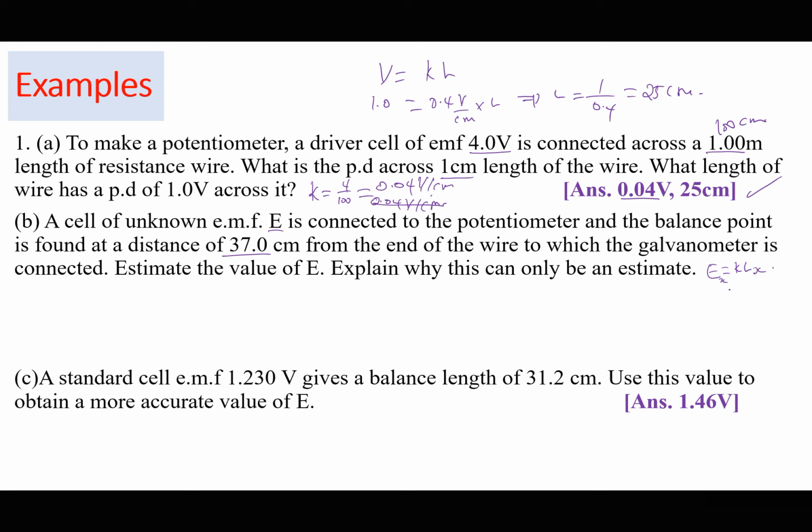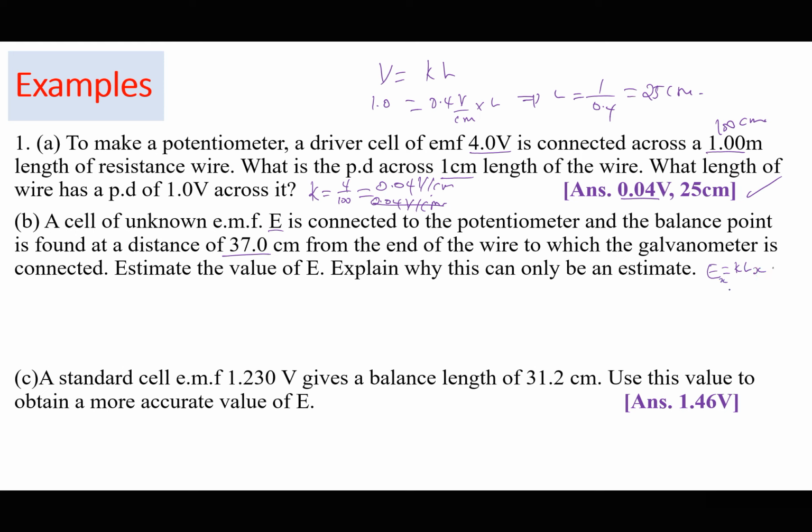So we saw that there's a relationship between the EMFs connected to a potentiometer. First of all, we know that the first one, EMF EX, was equal to K times the balance length, which was 37.0 centimeters. Then the second standard cell has EMF 1.23, and this should be equal to the constant K times the balance length, which is 31.2 centimeters. So this avoids us using the constant K because we can divide the two equations.